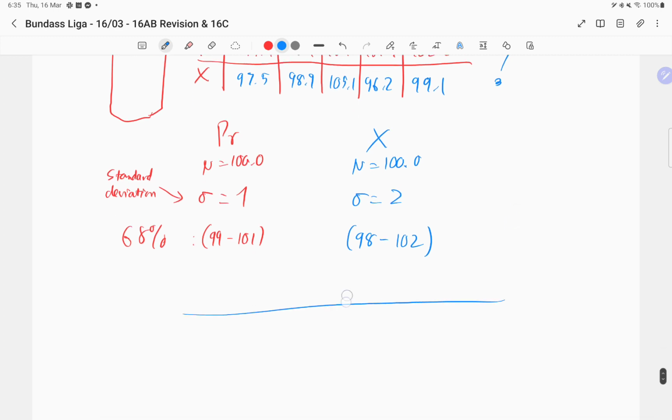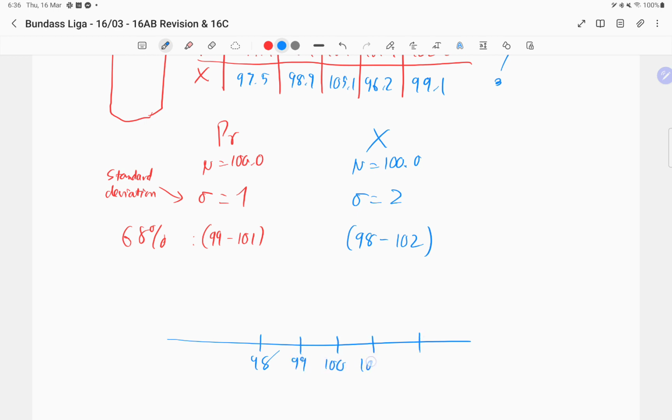If you were to put this on a number line, that would be like 98, 99, 100, 101, 102. The Pringle cans will look more something like this, right, in terms of the distribution. And the other one, the blue one, would look more like this in terms of distribution. Does that make sense?